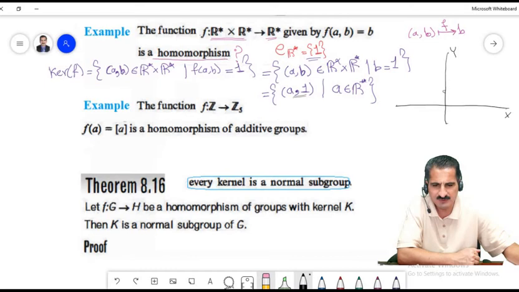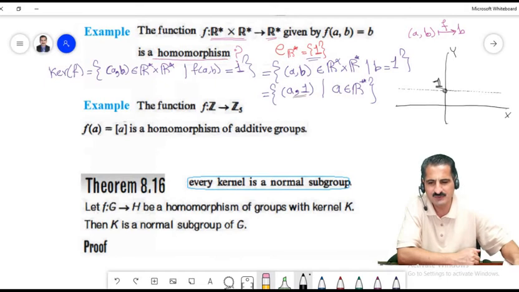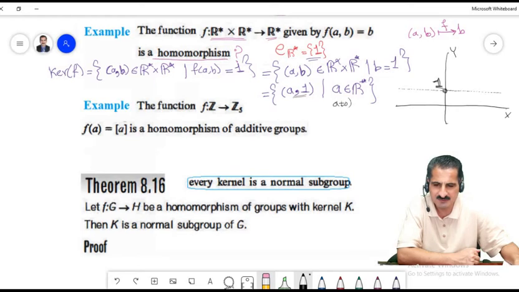So here we go, this is 1, and then we take all the points on this line, all of them, infinitely many of them. So this is the kernel, and we did not take the point 0, 1 because we are not allowed, because 0 is not in R star, so A cannot be 0 here. That means A cannot be 0 between parentheses. Okay, so this is the kernel of this homomorphism.